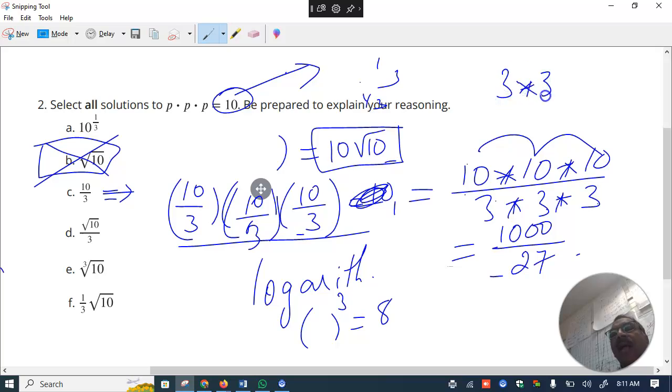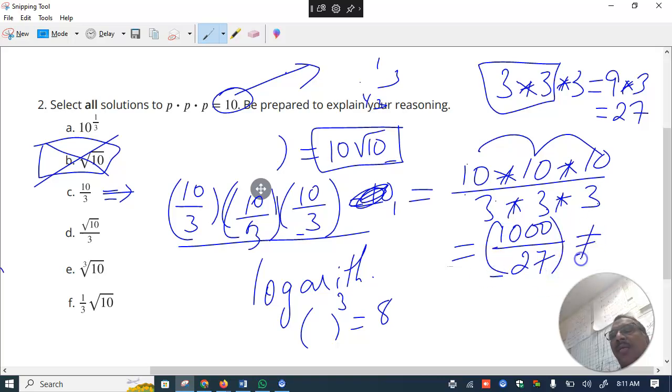So if you see 3 times 3 times 3, the first two are 9, so 9 times 3 is 27. And you can clearly see this is not equal to 10. So this cannot be the answer. And likewise, you can check all of them. And you see this also cannot be, this is right, and this cannot.